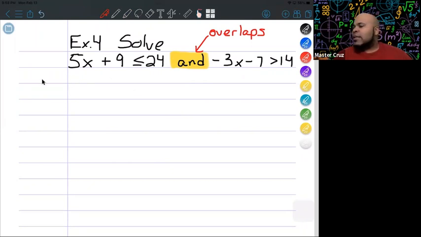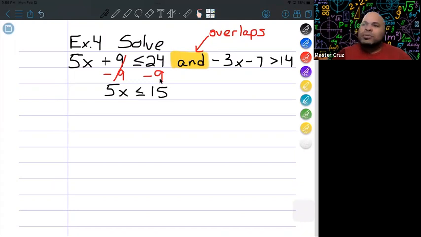This is a two-step inequality, not that bad. Okay, so I'm going to subtract 9 from both sides, because I want x by itself, but x is not by itself because it's being multiplied by 5 and added by 9. So I subtract 9 from both sides using my inverse operations. And then I'm going to have 5x is less than or equal to, 9 minus 9 is 0. So 24 minus 9 is going to give me 15.